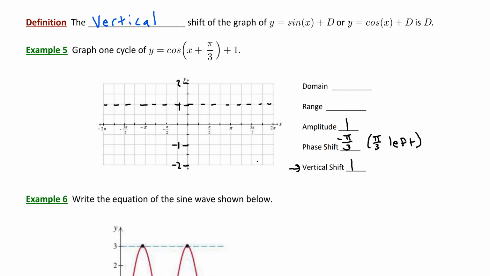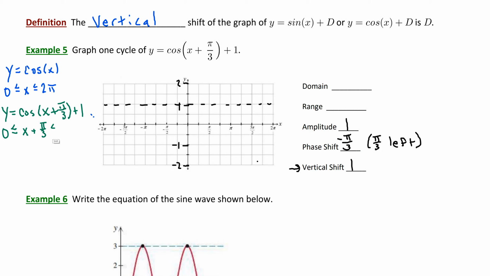Now let's determine the 5 key points for this cosine wave. Recall that for the parent function y equals cosine of x, 1 fundamental cycle occurs for x ranging between 0 and 2 pi. For our new transformed function, which has a horizontal shift, x plus pi over 3, 1 fundamental cycle is going to occur for the argument x plus pi over 3 between 0 and 2 pi.